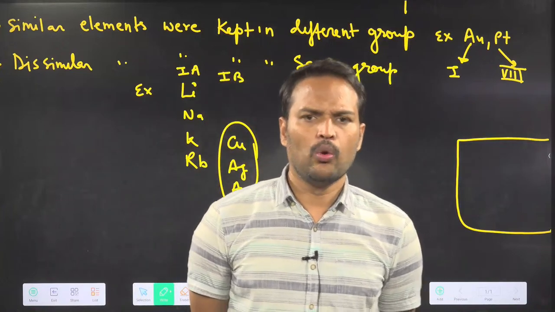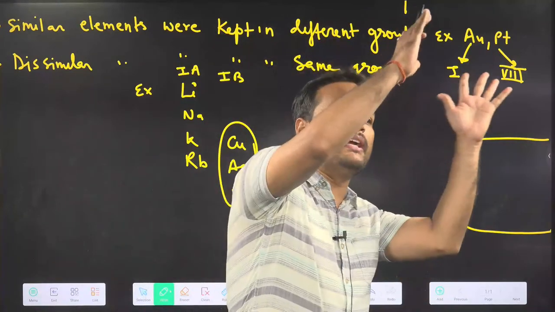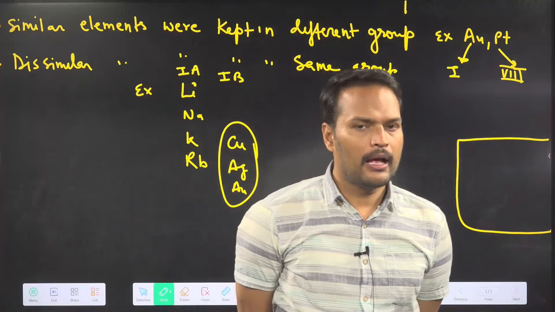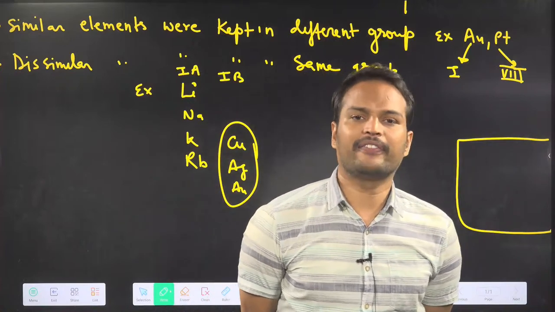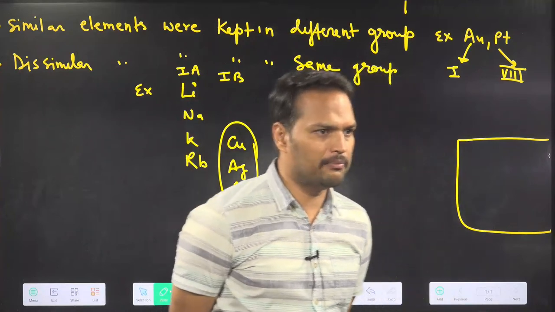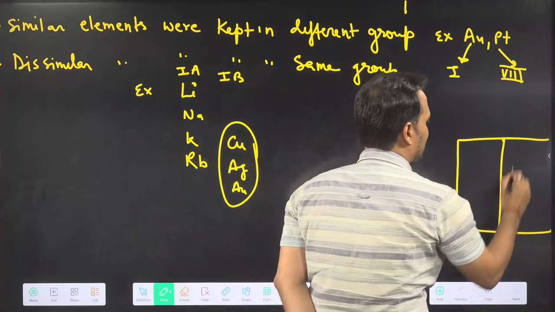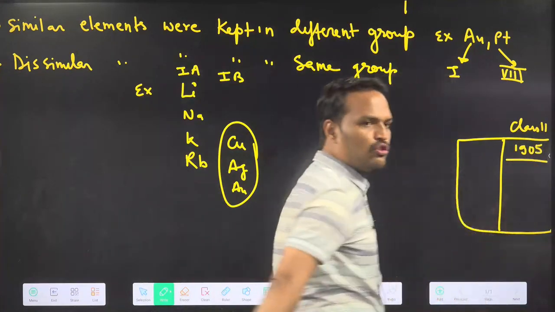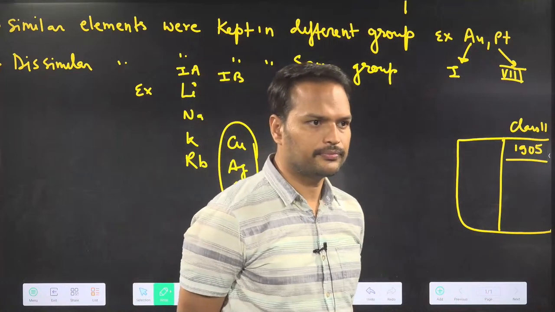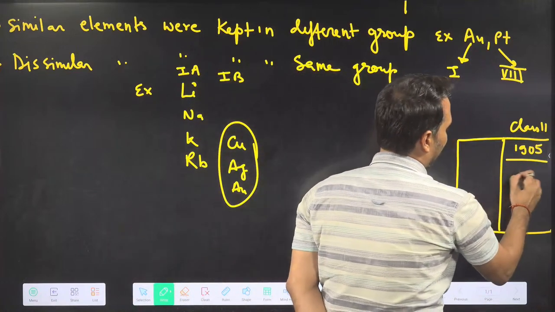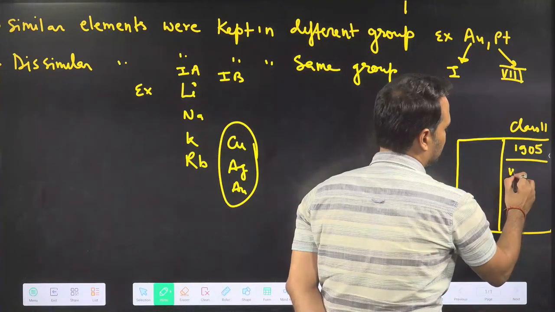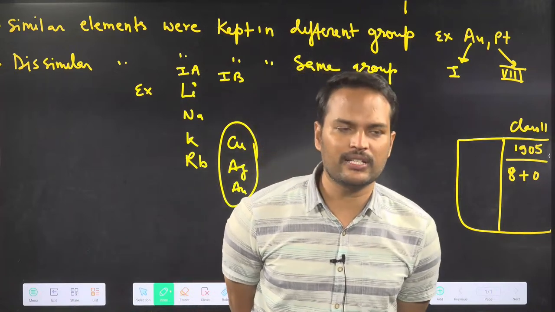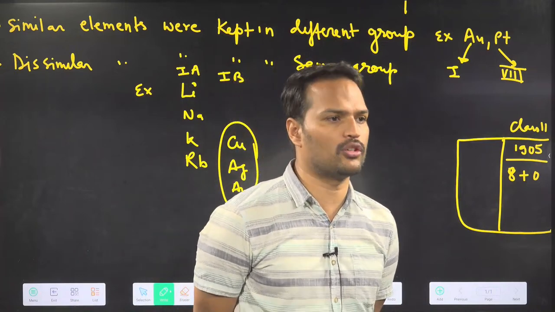correct. One is related with the original Mendeleev periodic table, which he gave around 1870-72. And one is after 1900 when noble gas came. So you will see class 11 NCERT, the table which is given there is of 1905. They have written that there are 8 groups plus noble gas is also there. We can say this is the modified version of the periodic table.